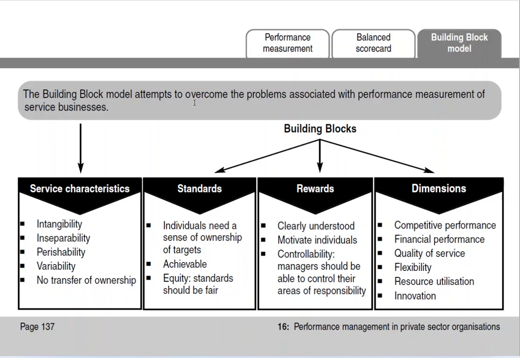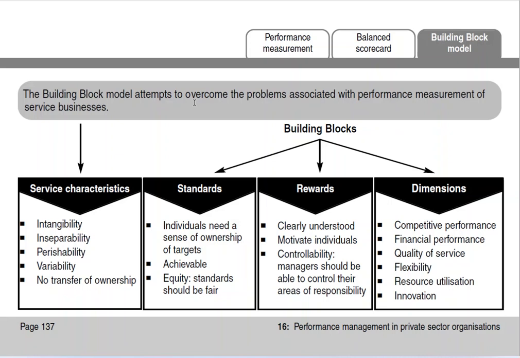And then we have dimensions. We can look at the performance of the company through different dimensions. One is comparative performance. Our performance should be something that we can compete with in the market. We should look at financial performance, ratio analysis. We should give quality of service. Our service should be better. We should have flexibility. We should always be able to change to the environment.